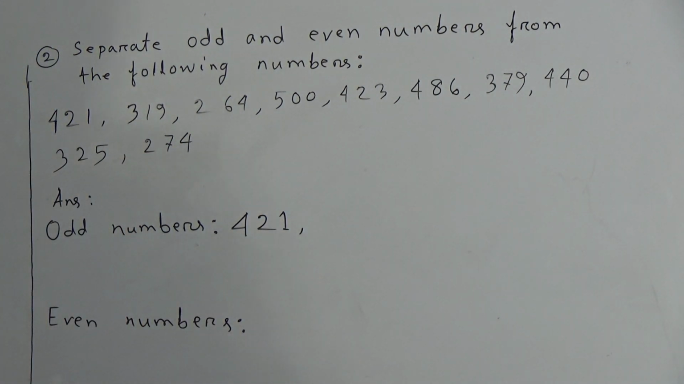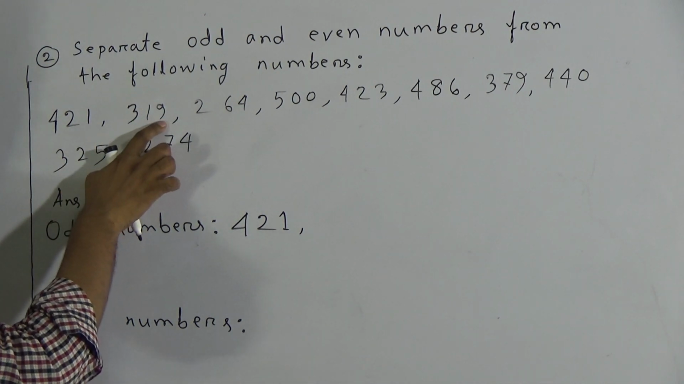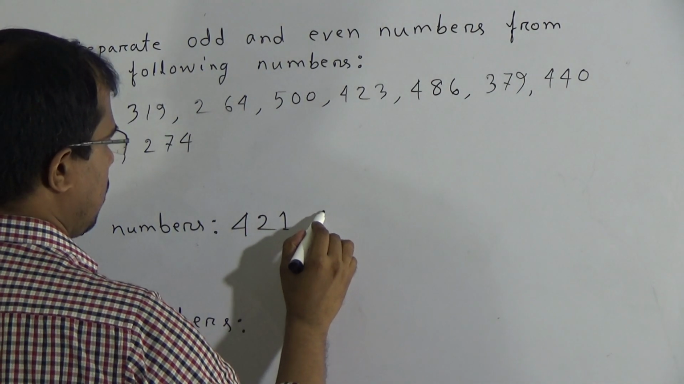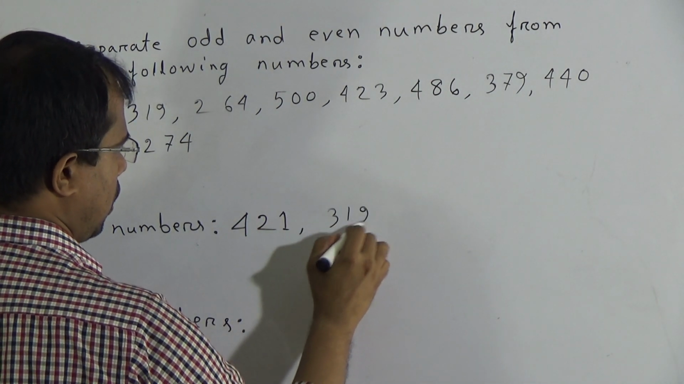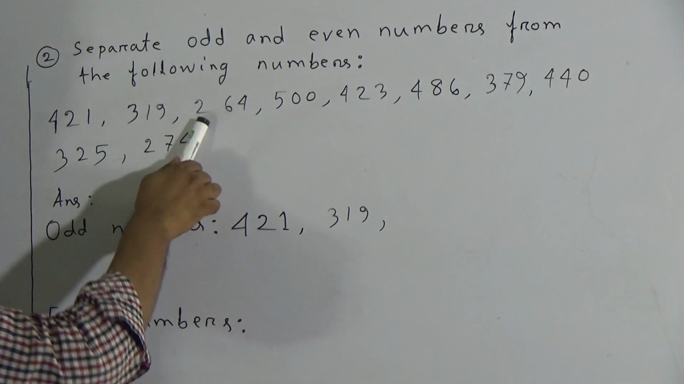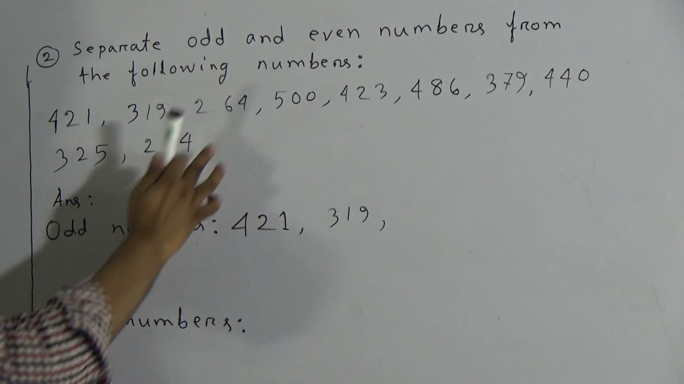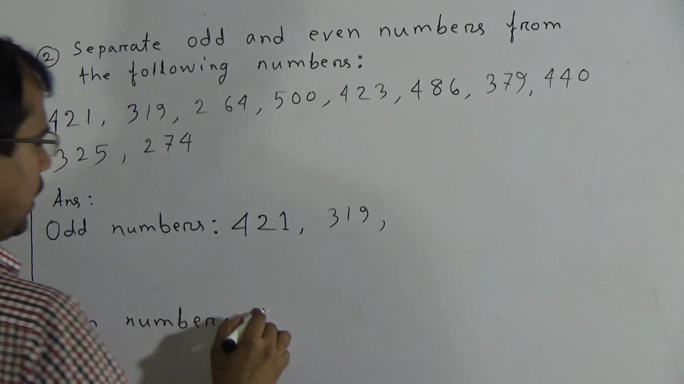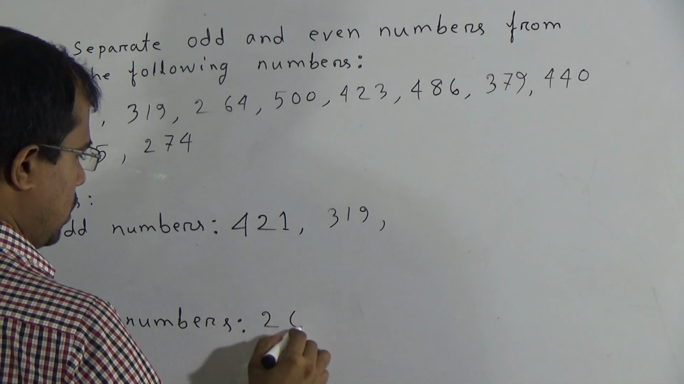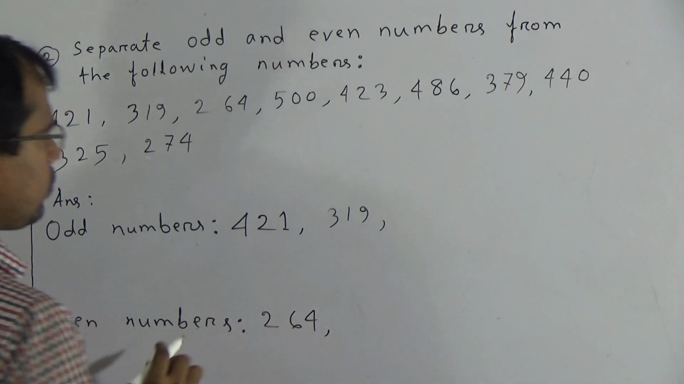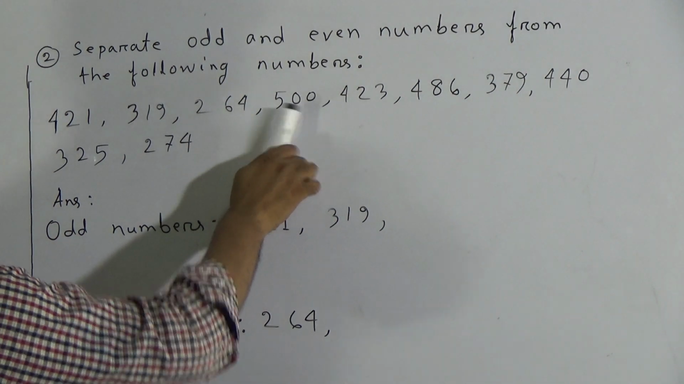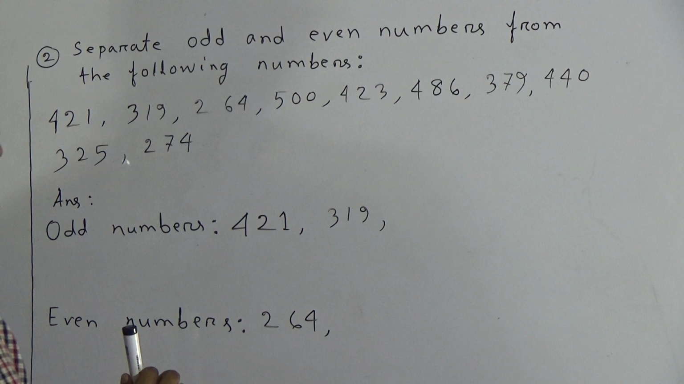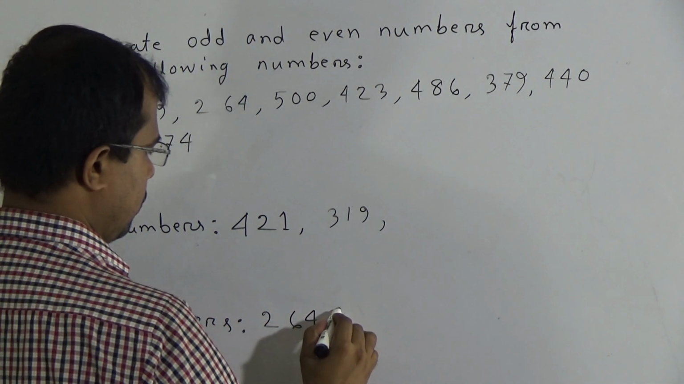Now 319. Here 9 is odd digit, so 319 will be odd number. Then 264, ones place digit is 4, 4 is even digit, so 264 will be even number. Now 500, ones place digit is 0, 0 is even digit, so 500 will be even number.